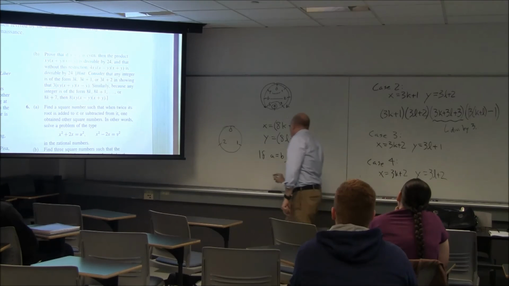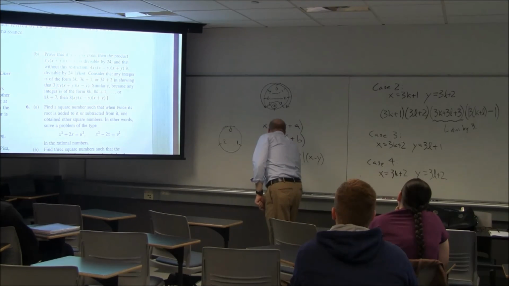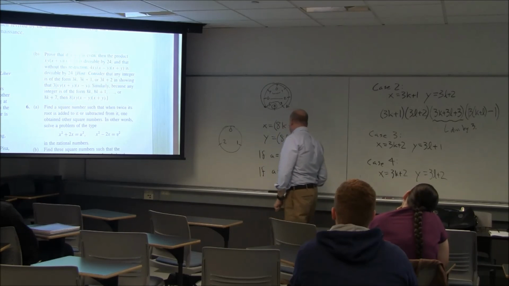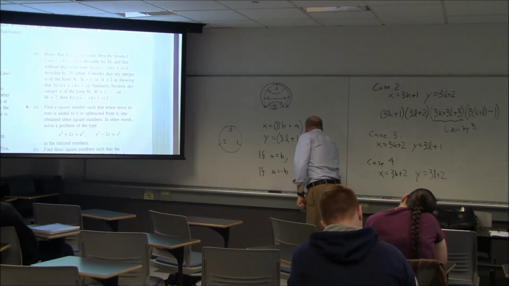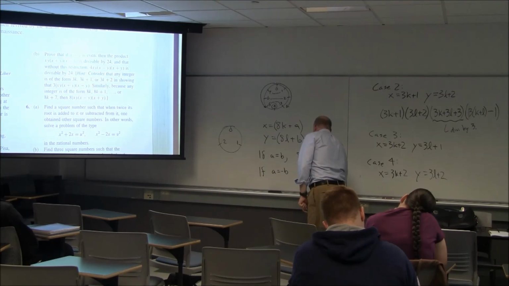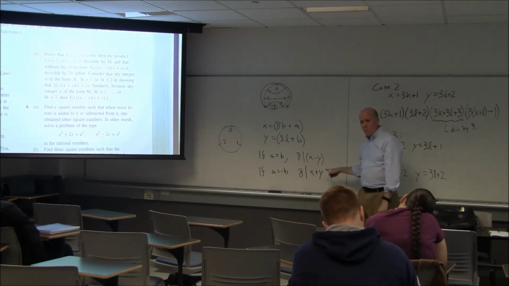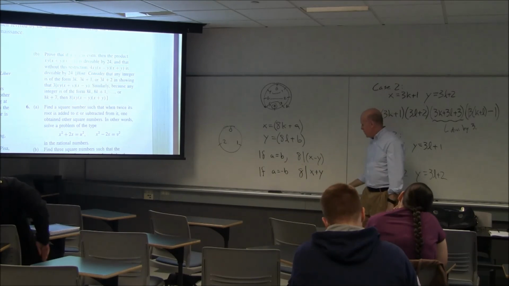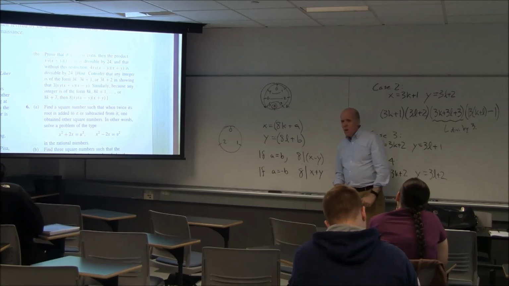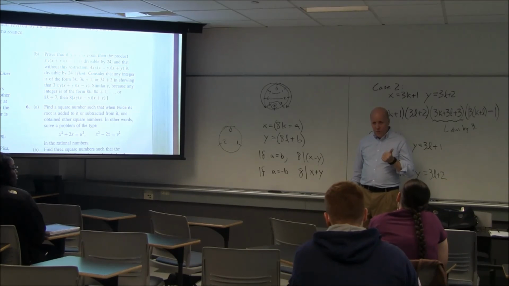Okay, so if A is equal to the negative of B, then 8 is going to divide their sum, because that's what that means. A number plus its negative is going to get you to the top of the clock again. So we're done in those cases.